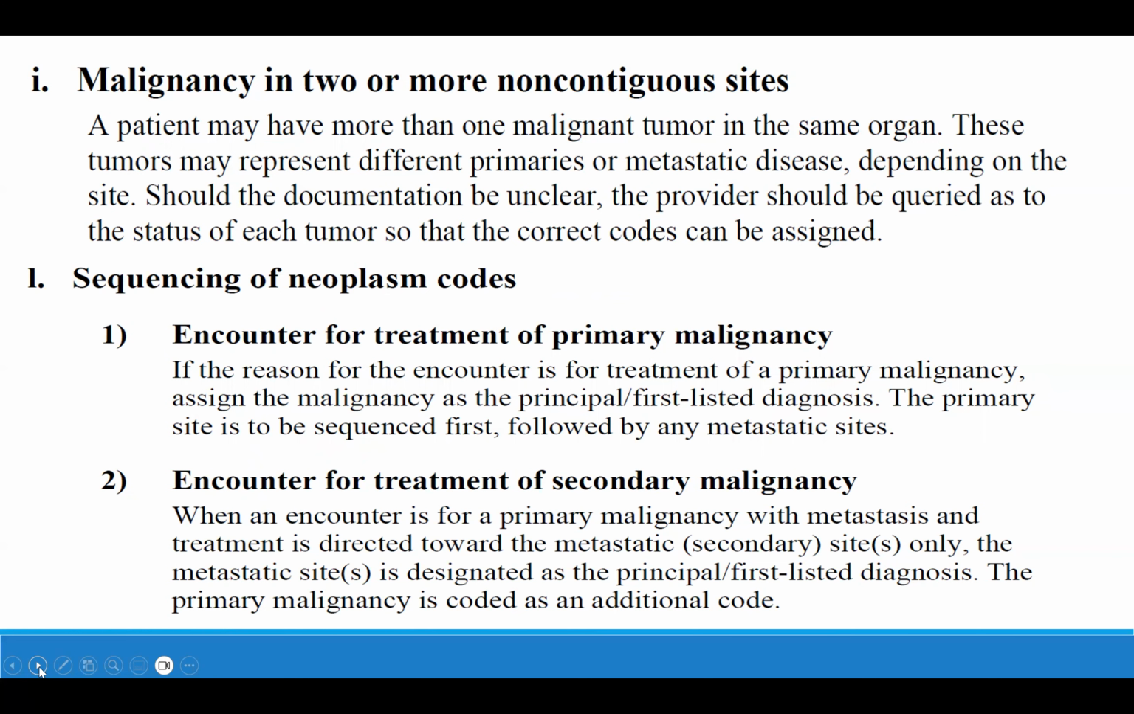Should the document be unclear, the provider should be queried as to the status of each tumor so the correct codes can be assigned. Okay. And I think Michael introduced this notion way back when I first asked a question, sequencing of neoplasm codes. Encounter for treatment of primary malignancy, encounter for treatment of secondary malignancy.